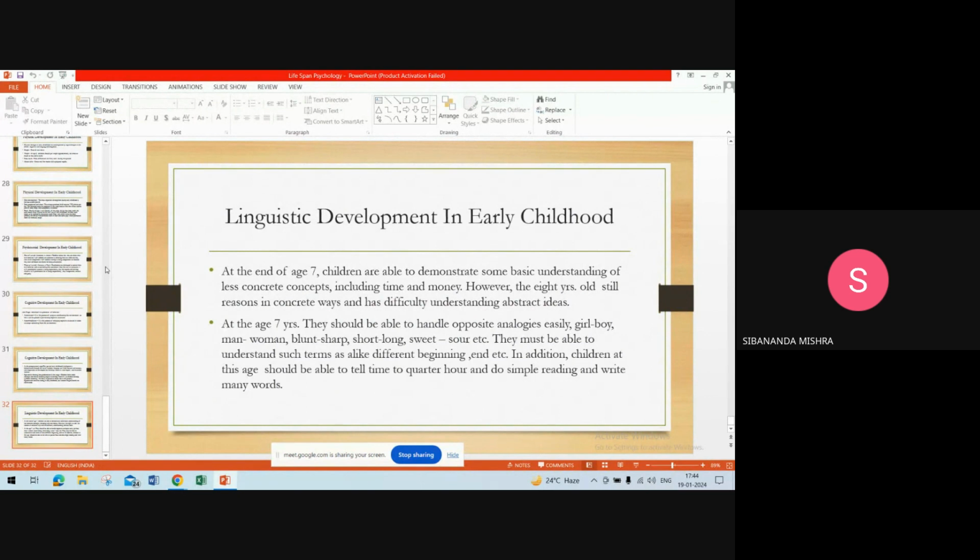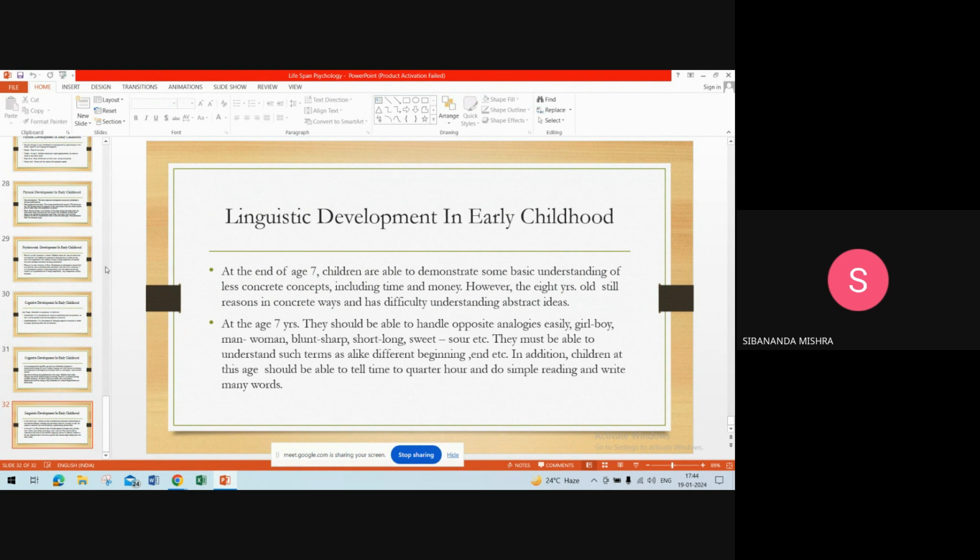Second is development is multidimensional. It occurs in the biological, cognitive, and socioemotional domains. The change should happen in every dimension: biological dimension, cognitive dimension, social. Suppose even one did not happen, then proper development will not occur.